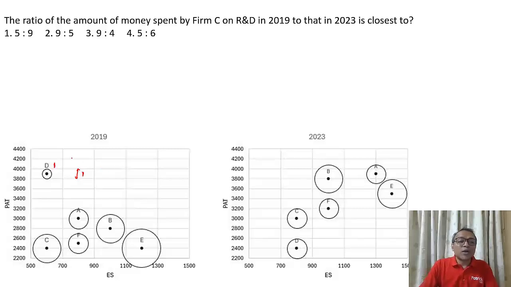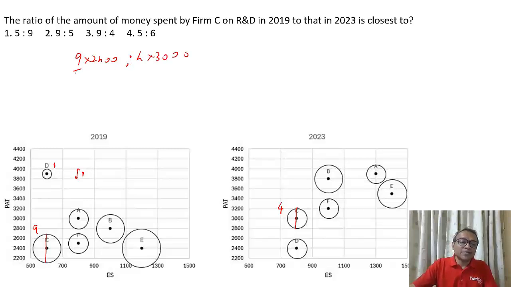So I took D's area as 1. So we want C. Firm C, if you look at the diameter out here is 3, so the area will be proportional to 9. And in 2023, again, the diameter out here is 2, so 2 square is 4. So here, 9 out of 2,400, 9 proportion of 2,400, and here 4 proportion of 3,000. That's the ratio of expenditure.